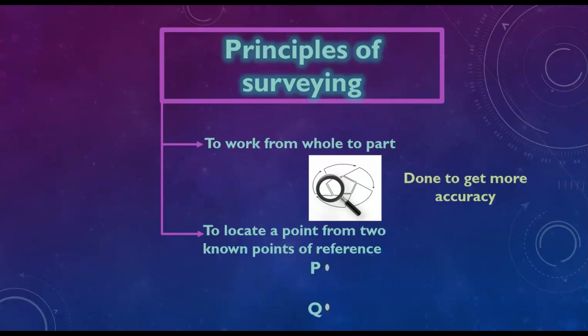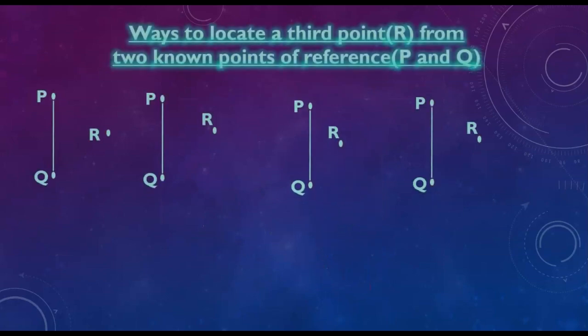Considering the second principle, let's take two known points of reference P and Q. Then we can easily locate the third point R from the two known points of reference. What are the different ways to locate a third point R from two known points of reference P and Q? We are going to study the 4 methods related to the second principle. Case 1 is measuring distances PR and QR. By measuring these two distances, the point R can be located.